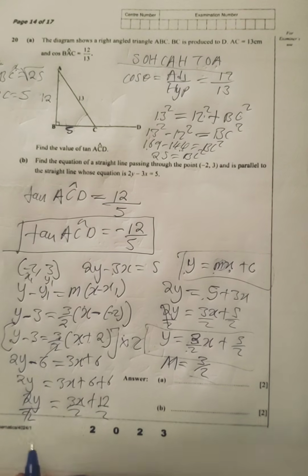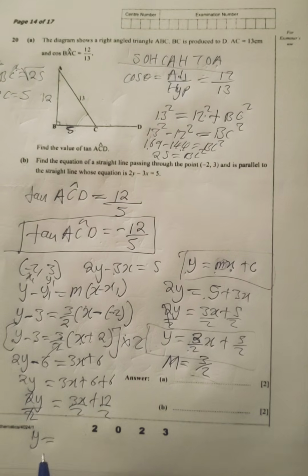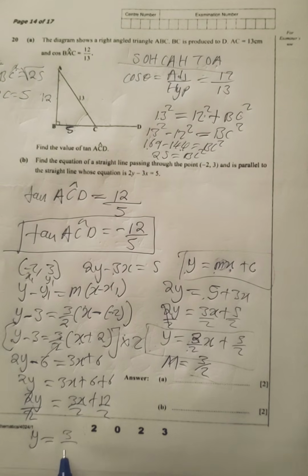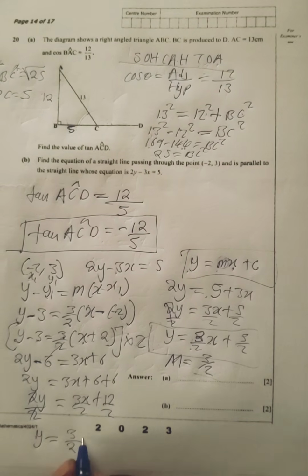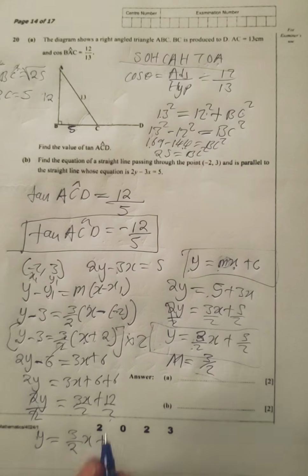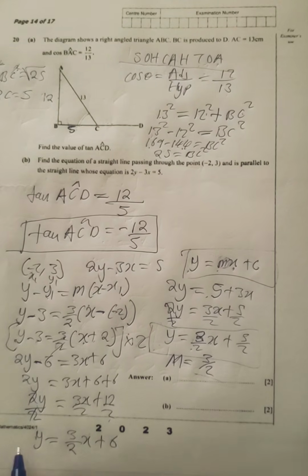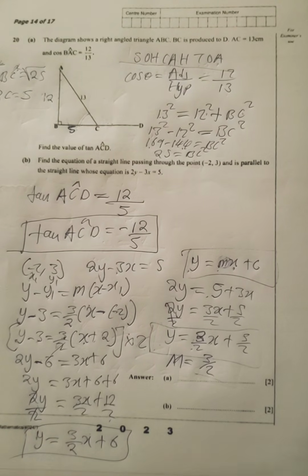So our y will be 3 over 2x plus 12 divided by 2, that's 6. So this is the equation they were looking for. I hope you understand.